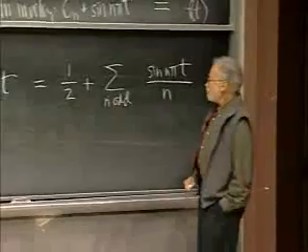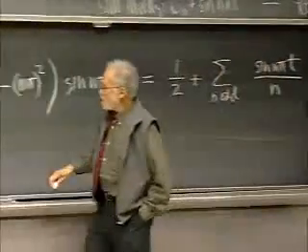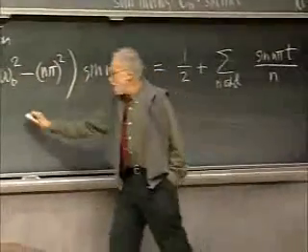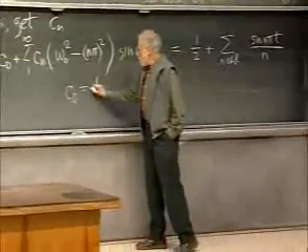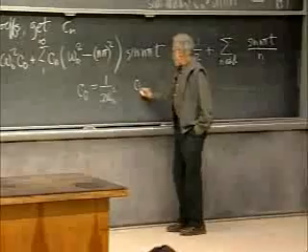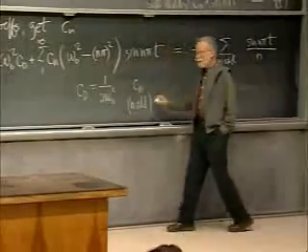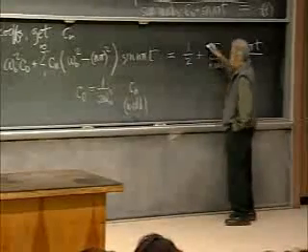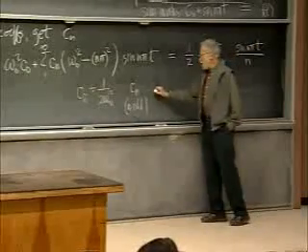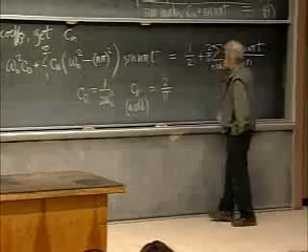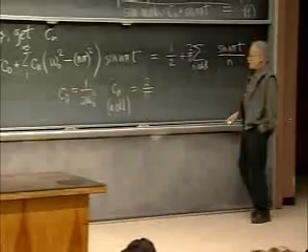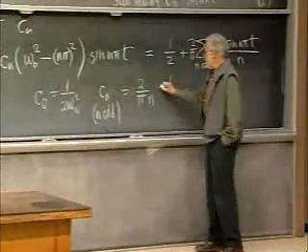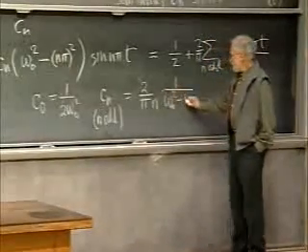So the conclusion is that it should be C naught times omega naught squared. So what's the conclusion? That C0 is 1 over 2 omega naught squared, and that Cn, only for n odd, the others will be even, the others will be 0, the Cn is going to be equal to 2 over pi times 1 over n times 1 over omega naught squared minus n pi squared.